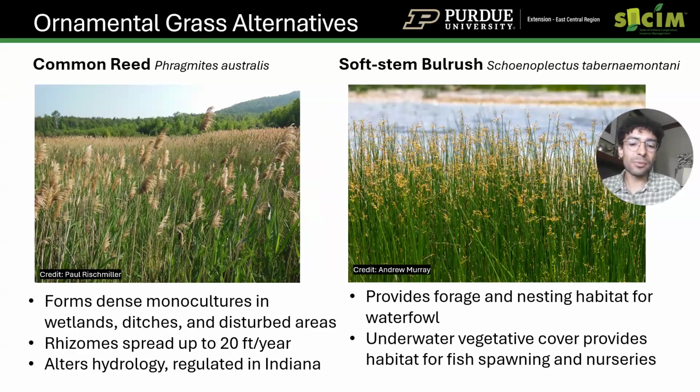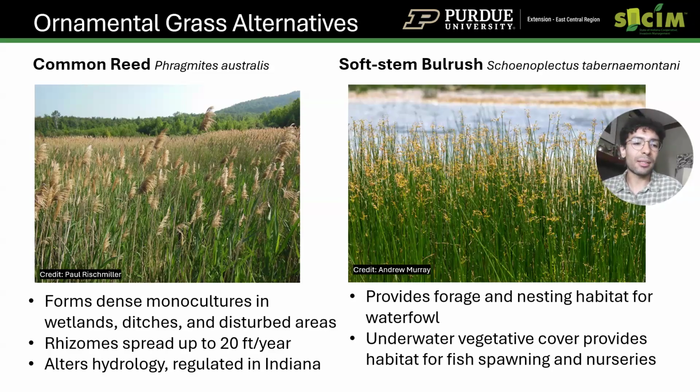They can spread by root by 20 feet per year, and they're really affecting our water table in a way that our native grasses do not. They're taking up much more water, and this is a species that is on our terrestrial plant rule. So one alternative to this plant would be the soft stem bulrush, which is not a grass, it's a rush. But this is a great alternative.